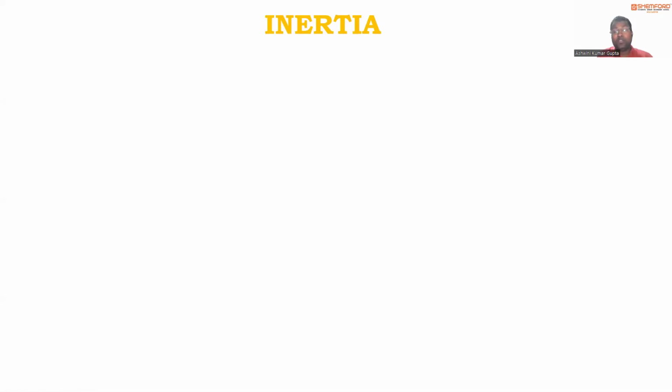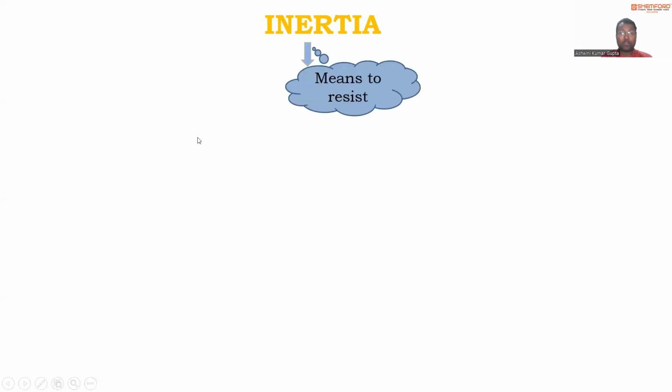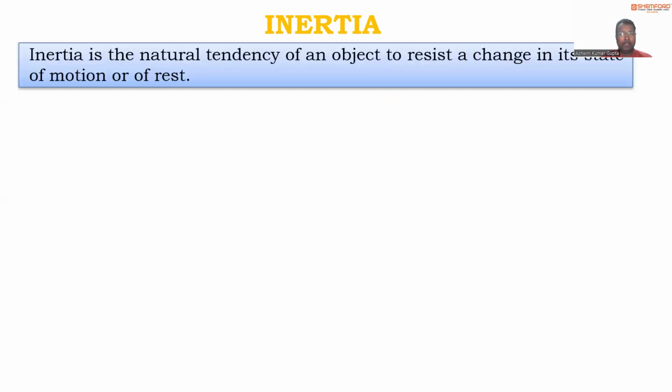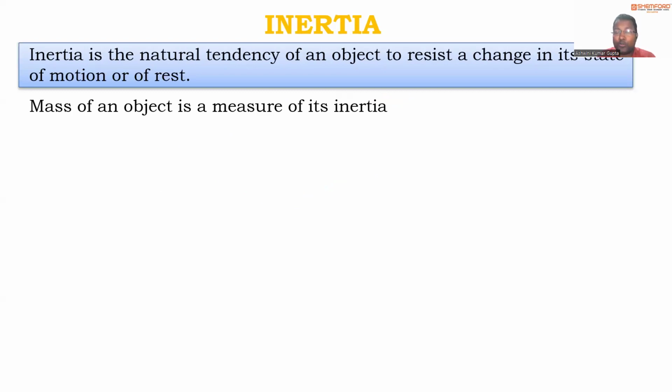Okay. So inertia is a natural tendency of opposing the changes of the state that we get. We have seen that example, and we have concluded one thing: the mass of an object is the measure of its inertia. Means more mass, more inertia. Got it? Lesser mass, lesser inertia.